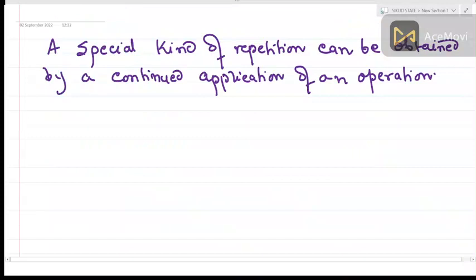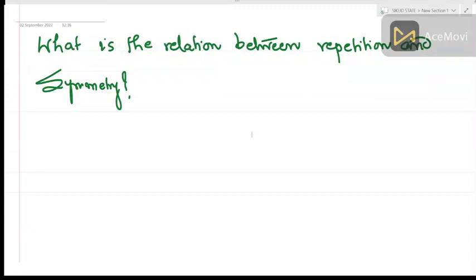Now a special kind of repetition can be obtained when you continue a certain mathematical operation. Now we will come to the point: what is the relation between repetition and symmetry? I will not elongate this lecture, I will do it in parts, but this is important. So let us first have an introduction to this particular topic.